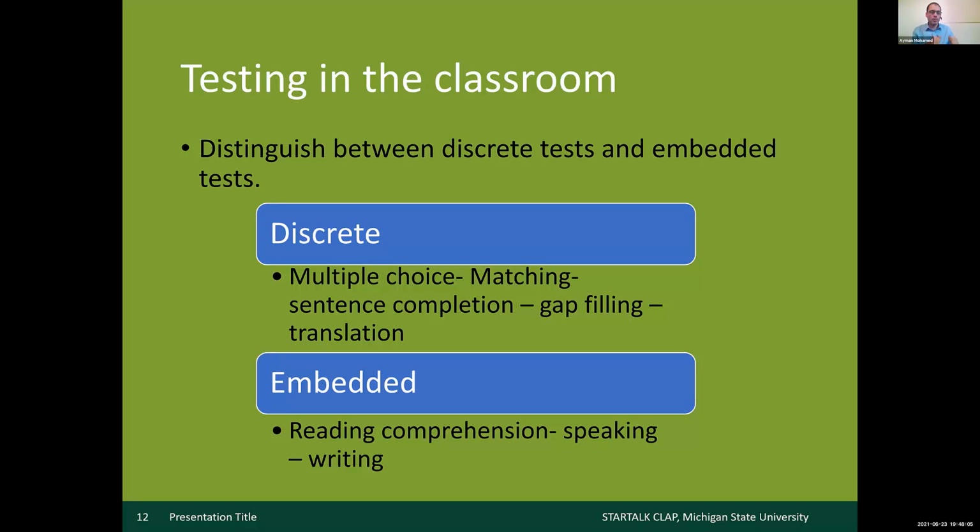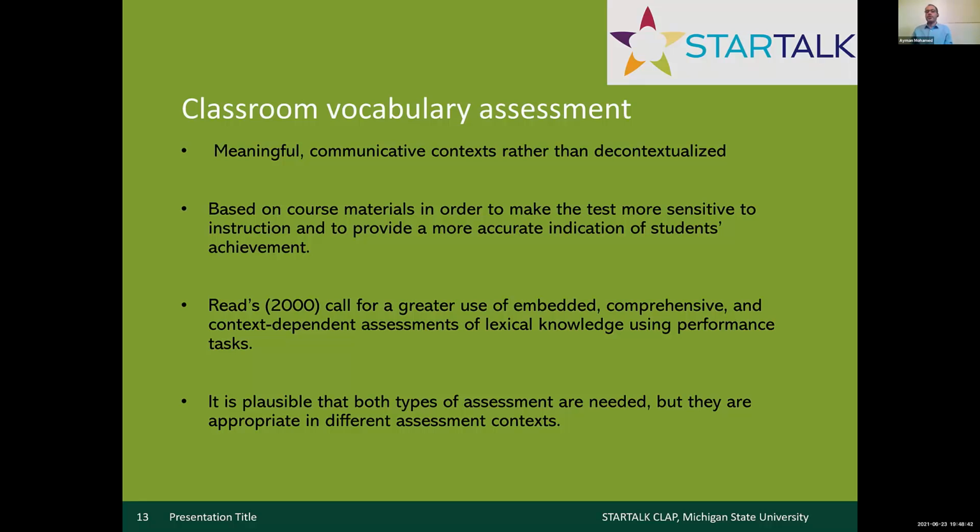You are giving scores based on true or false. You are giving the answers. But in the embedded, we can have reading comprehension, speaking, writing. One example of this is the IELTS exam, which has speaking and writing. In the speaking and writing sections, they have a clear component on vocabulary, range, and use in the grading of the testing. Okay, so what are some considerations in classroom vocabulary assessment?